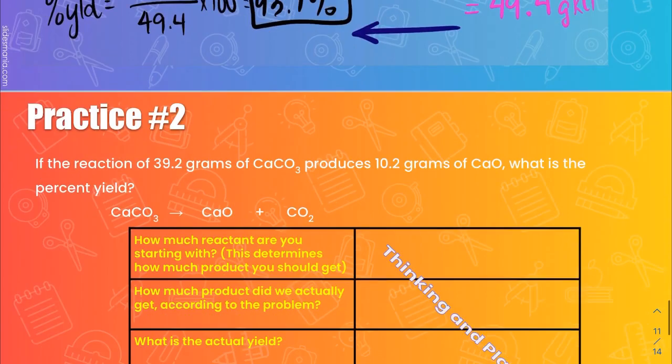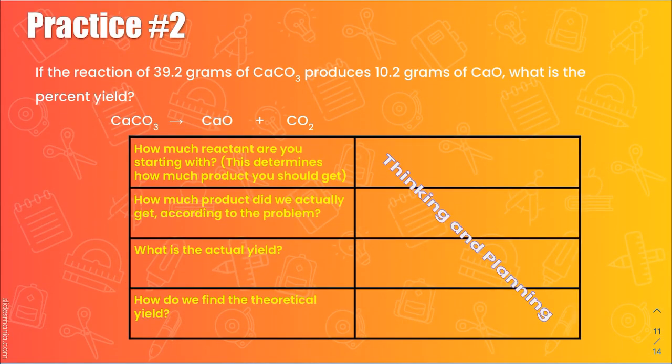All right, let's try another one. We're going to, again, think and plan before we solve. In the reaction of 39.2 grams of CaCO3, it produces, sorry for my grammar here, 10.2 grams of CaO. What is the percent yield?